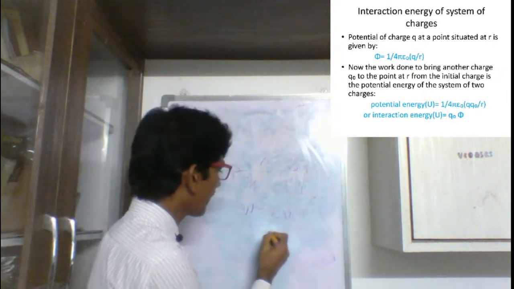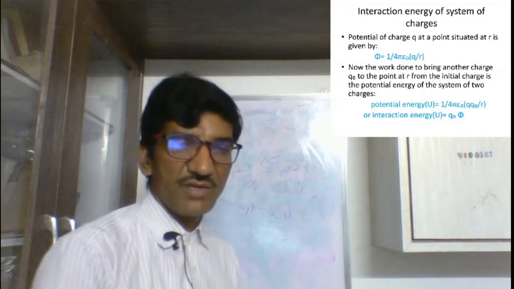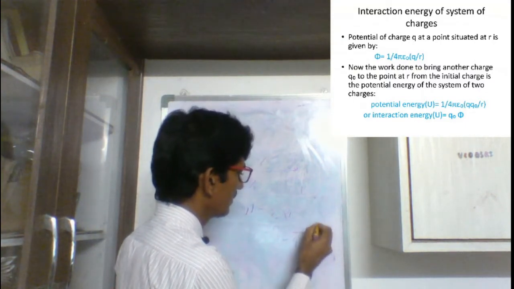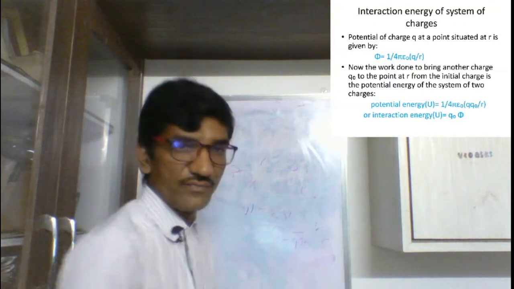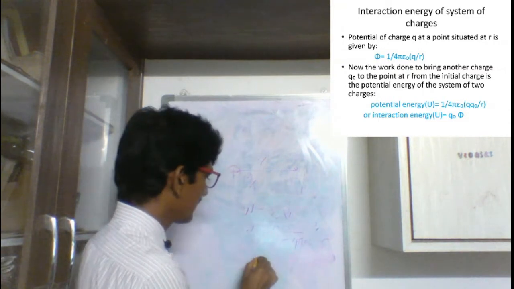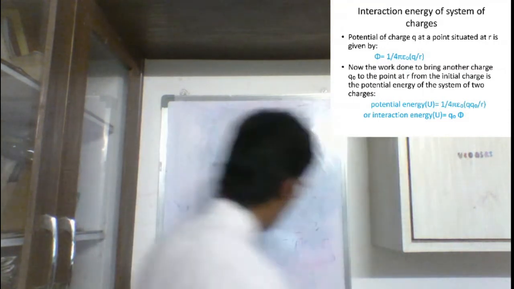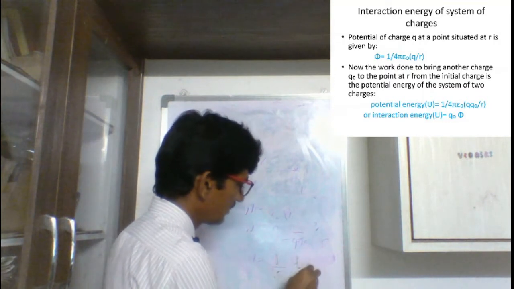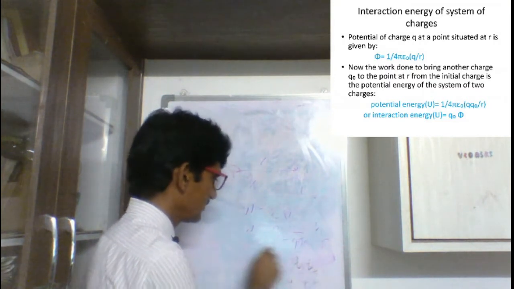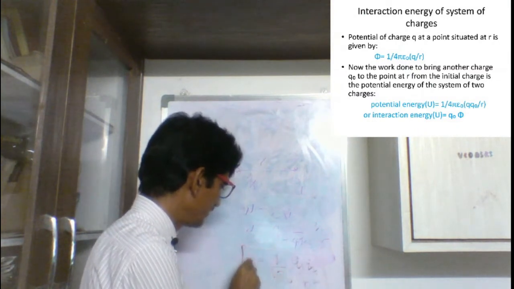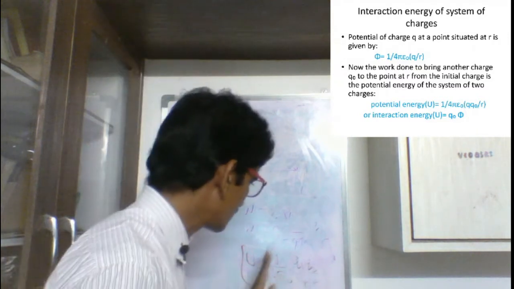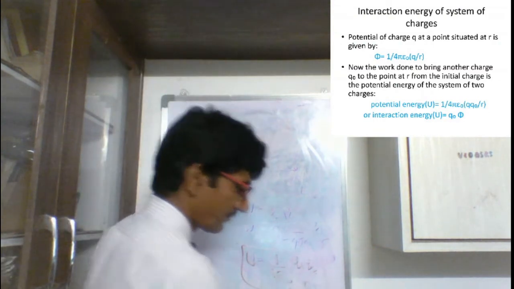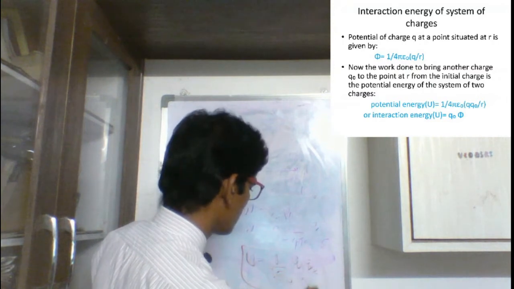See, in this case, if you write for phi 1, what is the formula for phi 1? 1 by 4 pi epsilon naught q1 by r. So, what is the formula for interaction energy or work? W is equal to 1 by 4 pi epsilon naught q1 q2 by r. So this is the interaction energy of the system. We call this U is equal to 1 by 4 pi epsilon naught q1 q2 by r. In the denominator you are having r, right?